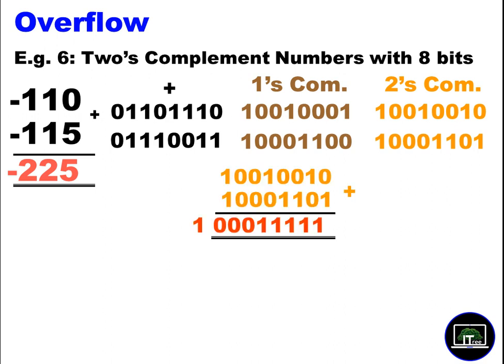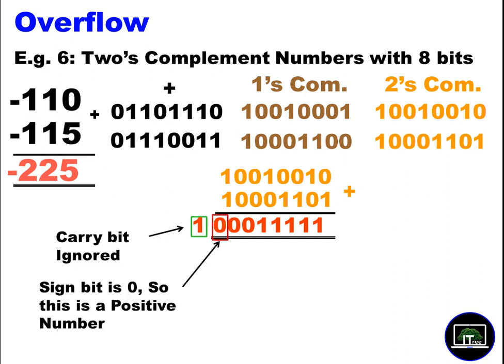We get a carry bit. What do you do? We are ignoring that. In 2's complement, carry bits are simply ignored. So now the answer is with the sign bit 0. It's a positive number. Conversion not required. We can make it into decimal now. What's the decimal value? Plus 31. The answer is wrong. What does that mean?